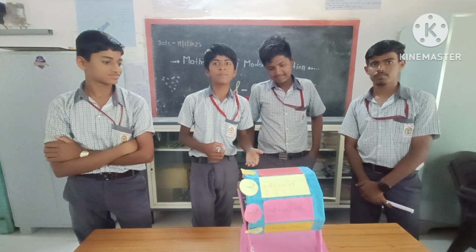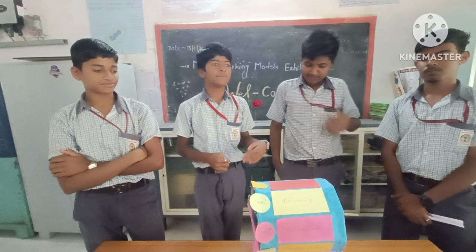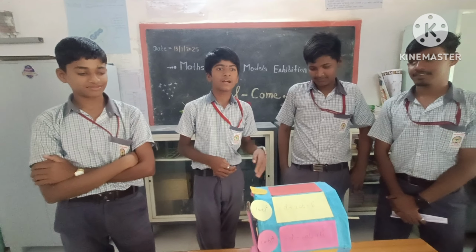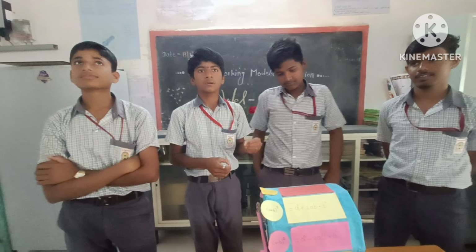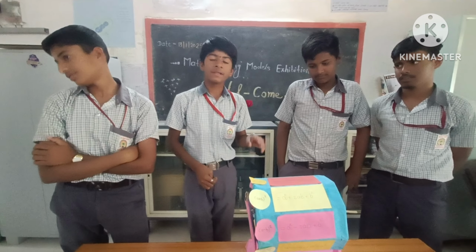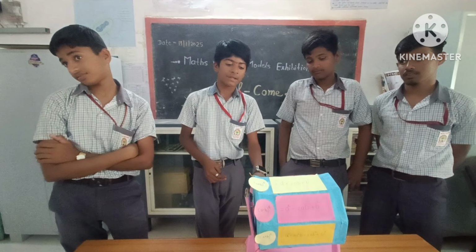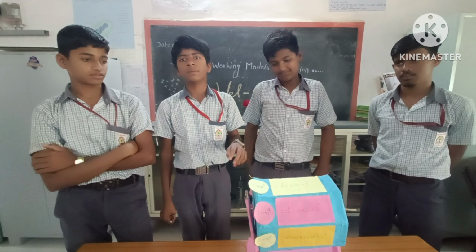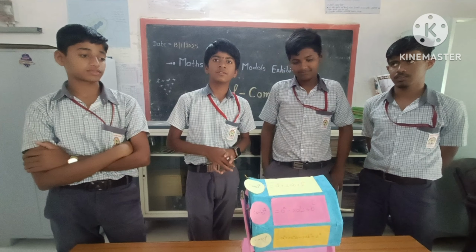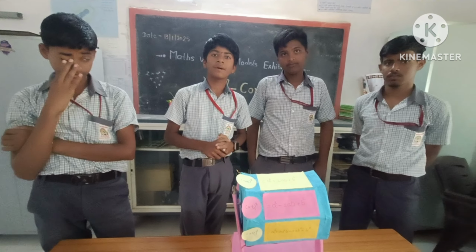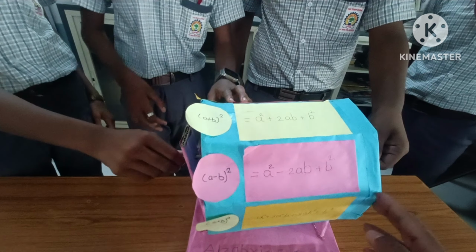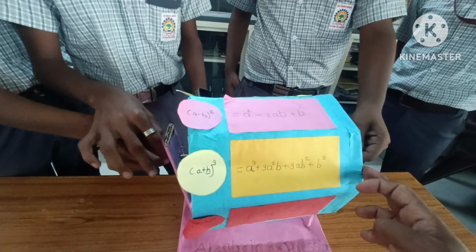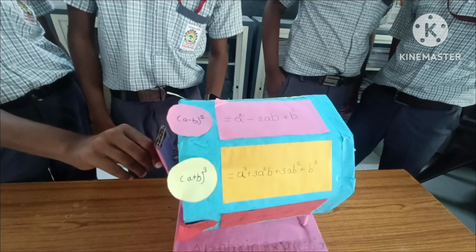This is a maths working model, algebraic expression. Use of material: card sheet paper, cardboard, glue gun, glue sticks, cutter, etc. The algebraic expression formulas: first, (a plus b) whole square is equal to a square plus 2ab plus b square. Second, (a minus b) whole square is equal to a square minus 2ab plus b square.